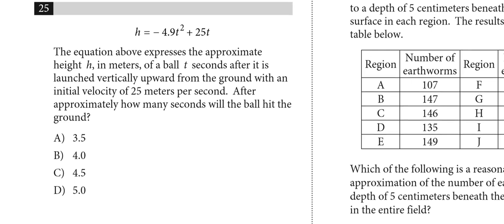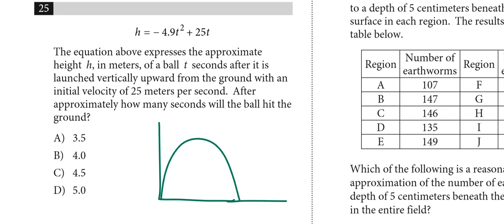Okay, the equation above expresses the approximate height in meters of a ball t seconds after it's launched vertically upward from the ground, with an initial velocity of 25 meters per second. They're kind enough to give me the entire equation. After approximately how many seconds will the ball hit the ground? So they want to know when this thing's going to hit the ground.